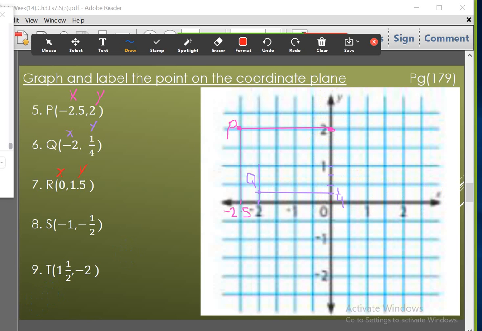I'm waiting for the answer on the chat. So the Y is 1.5. Because the X is 0, the point is located on the Y axis. Now 1.5, positive will be up, and 1.5 is between 1 and 2, in the middle. So this is point R.